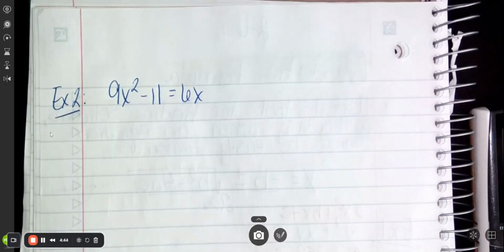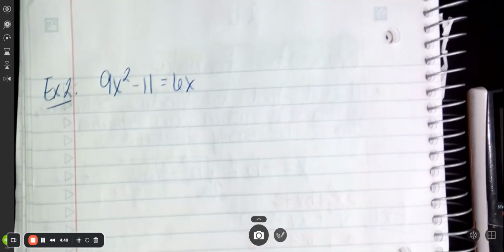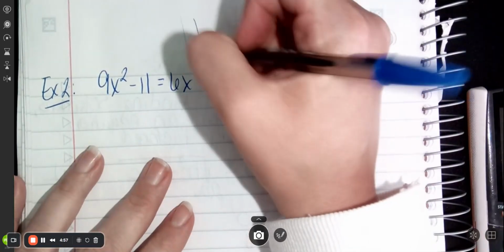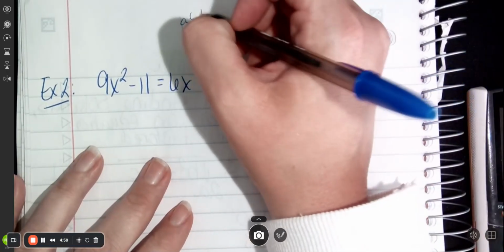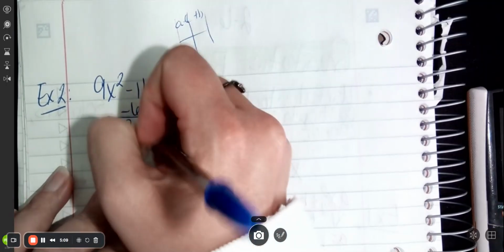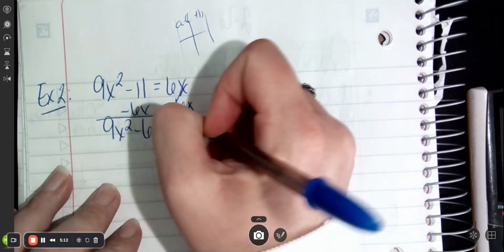So one thing about the quadratic formula is it's not going to work if it doesn't equal 0. If we don't have an equal 0, if you don't even have an equal sign, then we will use our table, the a times c plus b, to factor it. But I can make this equal 0 just by moving that 6x over. I cannot combine any terms here, just keeping it in standard form.